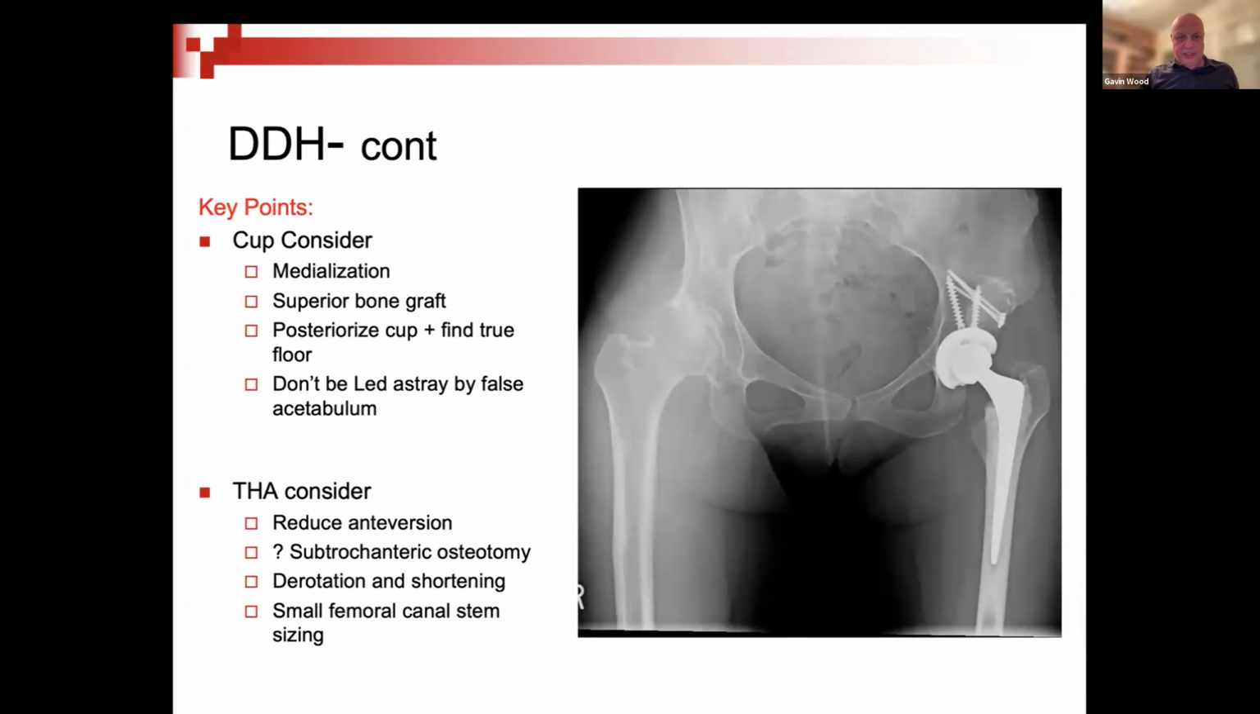You want to try and posteriorize the cup. There's often excessive bone in the posterior column because the anterior column is often deficient. And don't be led astray by that false acetabulum superiorly when you're reaming. On the stem side, as I said, you want to try and reduce the anteversion. If there's excessive anteversion, as well as you're going to have to lengthen the femur, you might need to do a subtroch osteotomy, remove a section of bone, and you can do a derotation and shortening osteotomy at the same time. And always keep in mind that you've got a smaller femoral canal. It's always important to template these cases.